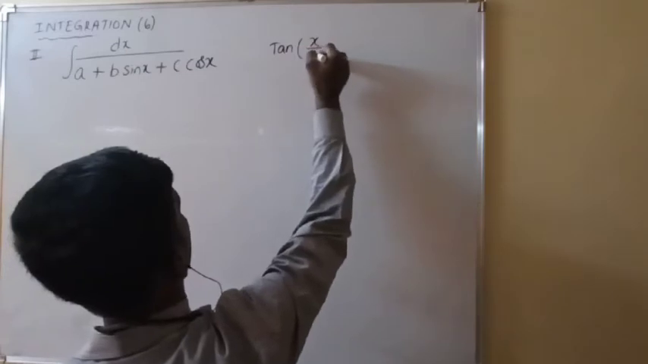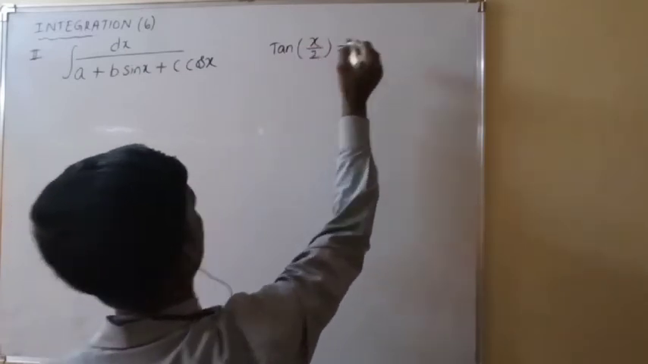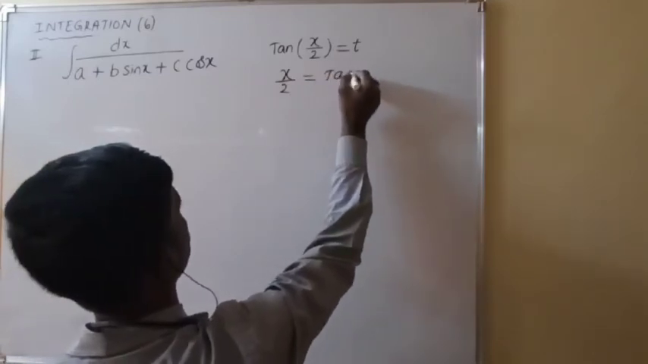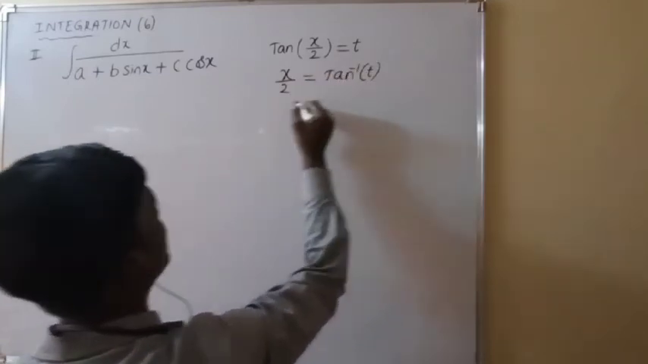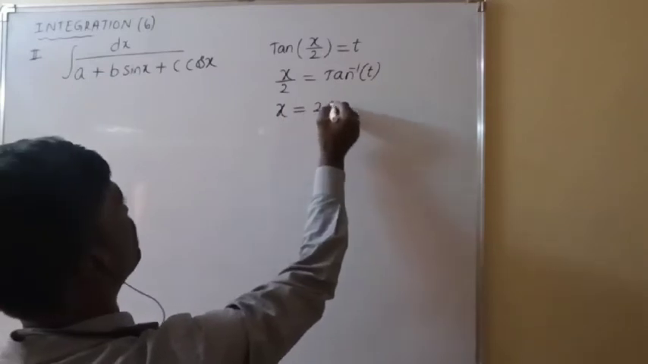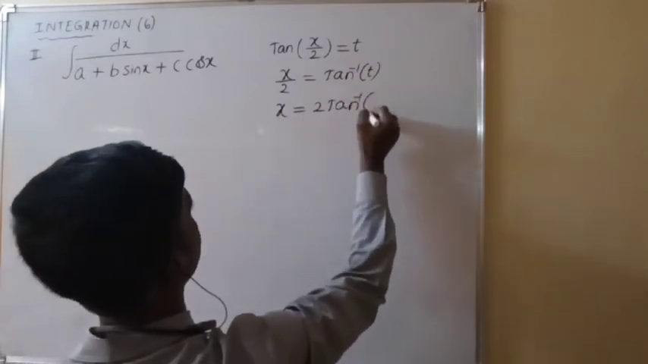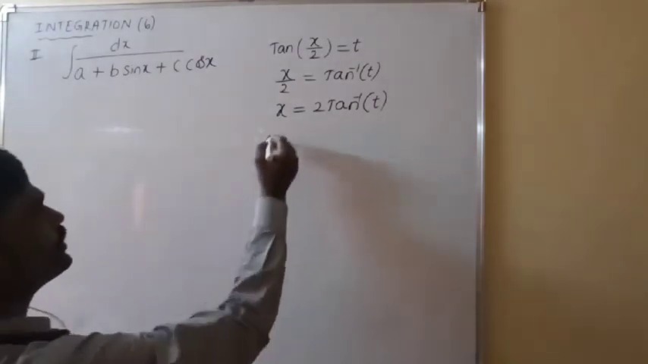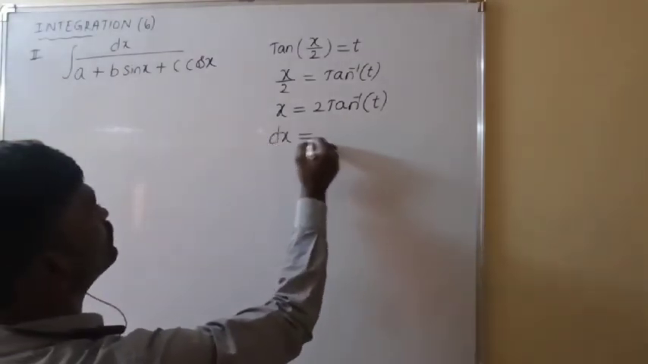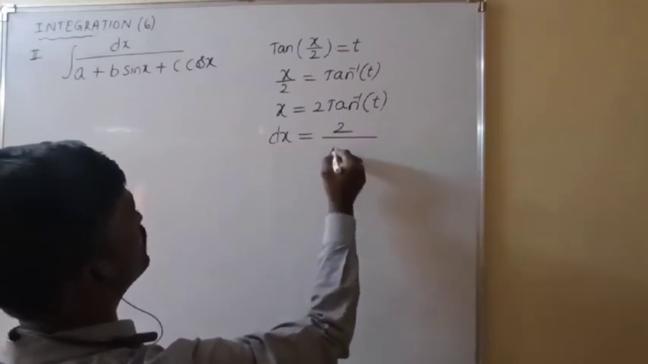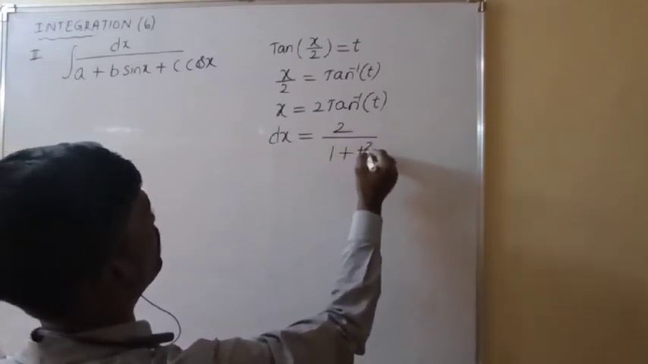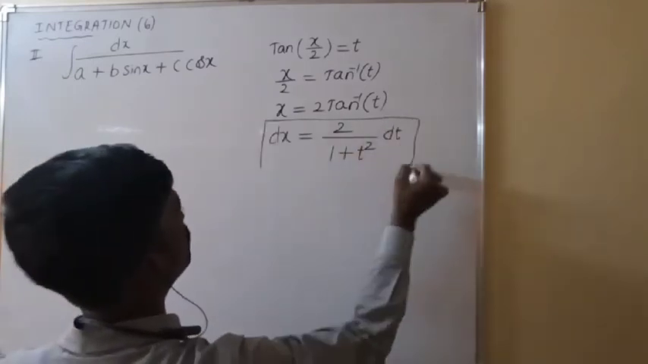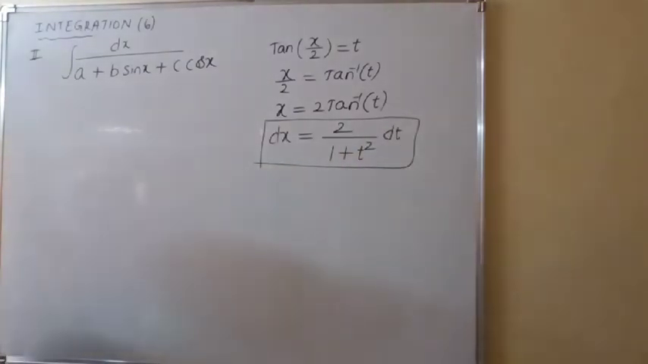So tan of x by 2 is equal to t, or x by 2 is equal to tan inverse t, or x is equal to 2 into tan inverse of t. If you take differentials, what will you get? dx is equal to the differential of 2 tan inverse t, which is 2 upon 1 plus t square into dt.